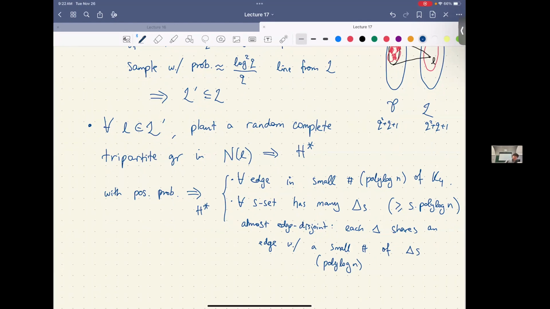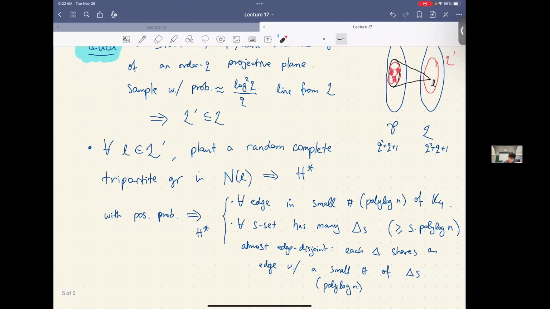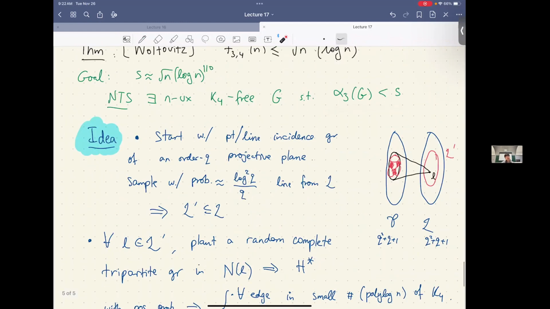If we have this property, the final step is to bootstrap. Every edge is in a small number of K4, and we delete some edges to make the graph completely K4 free. And second, we know that every S set has many triangles, and hopefully, because of this edge disjointness, when we delete these K4 by deleting some small number of edges, we don't destroy all the triangles inside every S set. So at least one such triangle survives, which will prove that alpha 3 of G is less than S.